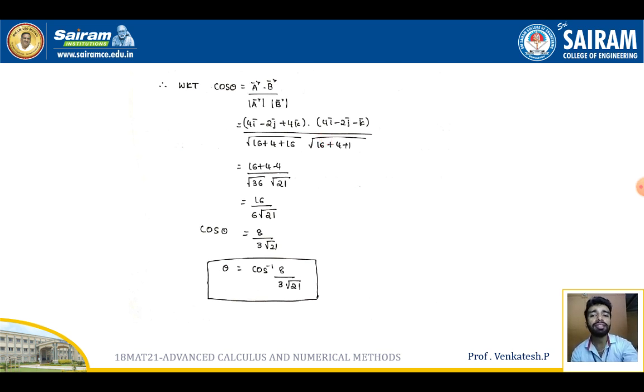On simplifying this, since here dot product is there, multiplying i with i, j with j, k with k, I'll be getting 16 plus 4 minus 4 by root 36 into root 21. So it will be 16 by 6 into root 21, or 8 by 3 into root 21. Since I want to find the angle here, theta will be given by what? Cos inverse of 8 by 3 into root 21 is the required angle for the given two surfaces here.